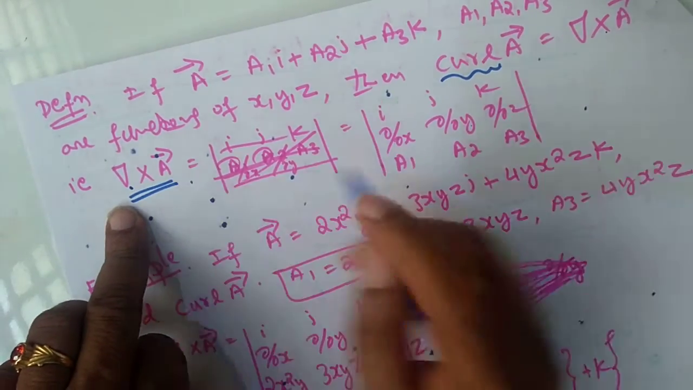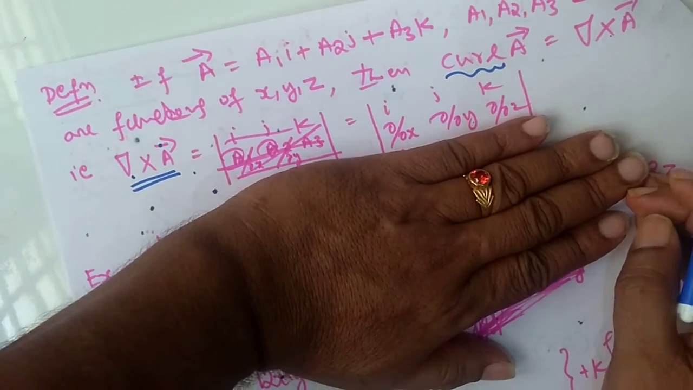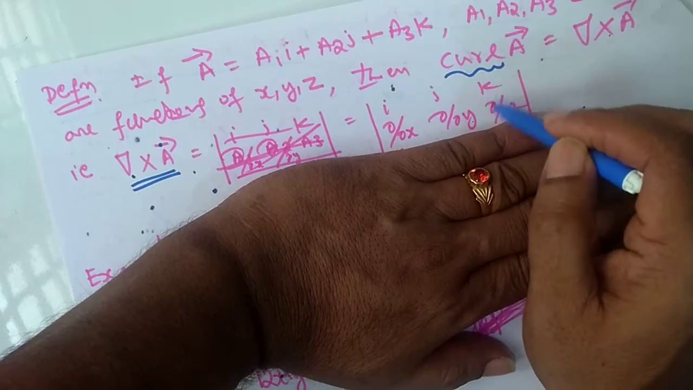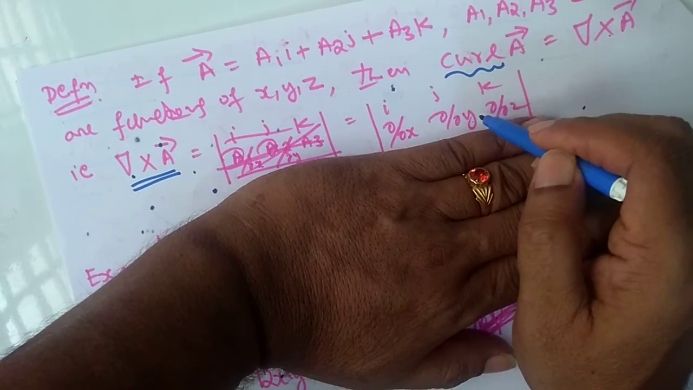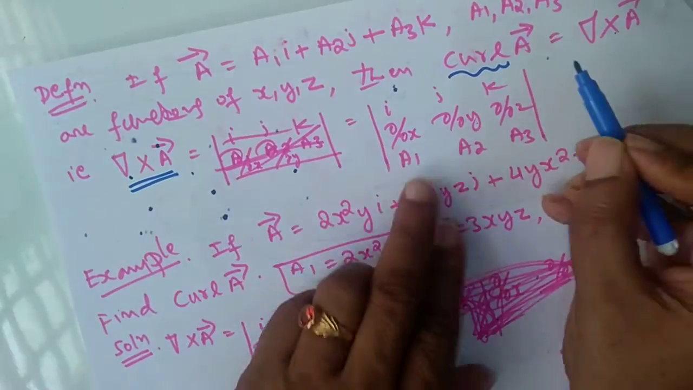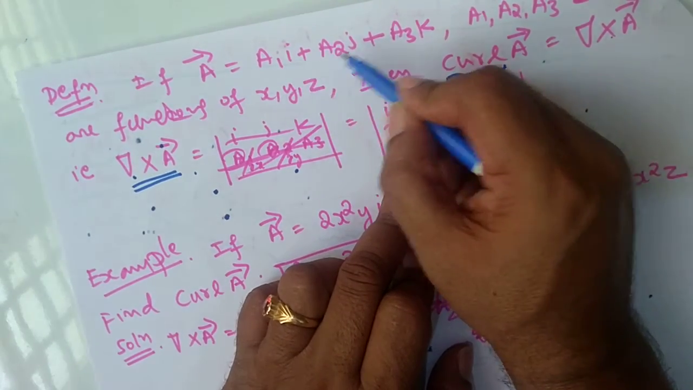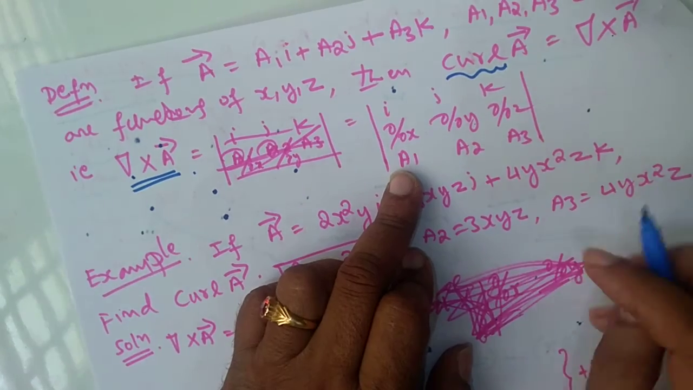I repeat, del cross A means these two rows first you are writing as it is: i j k, dou by dou x, dou by dou y, dou by dou z. Now remaining is the coefficients of i j k in A. What are the coefficients of i j k? A1, A2, A3, I have written.